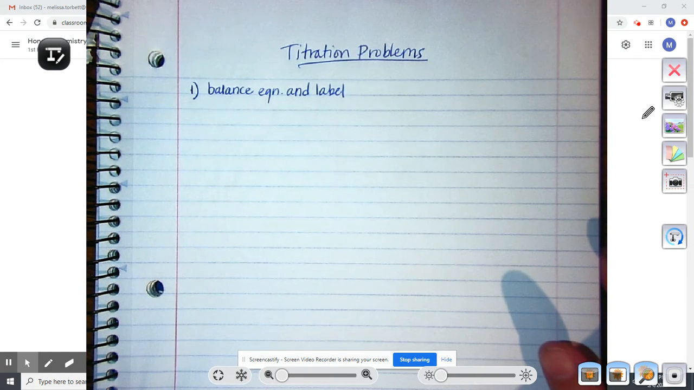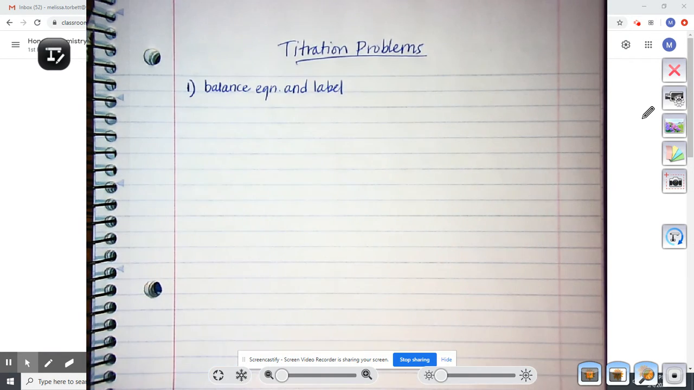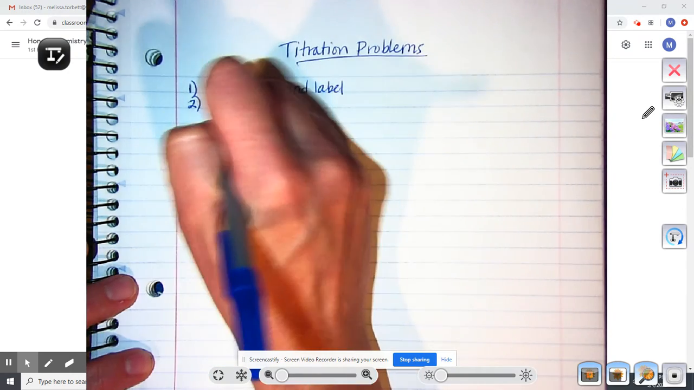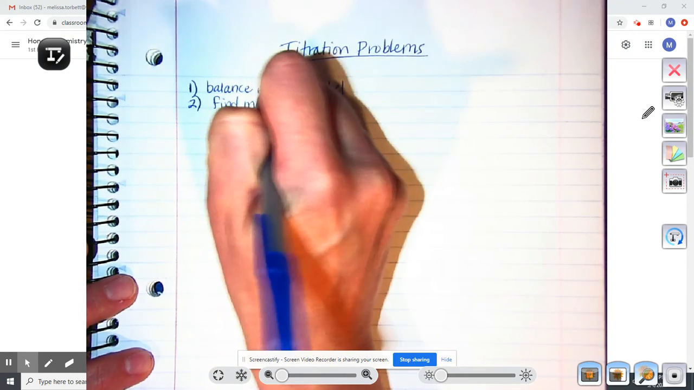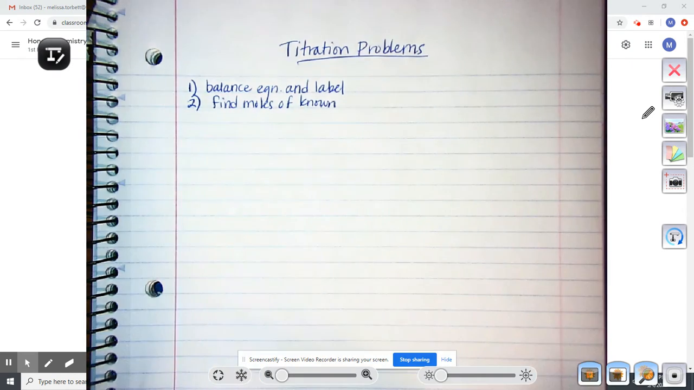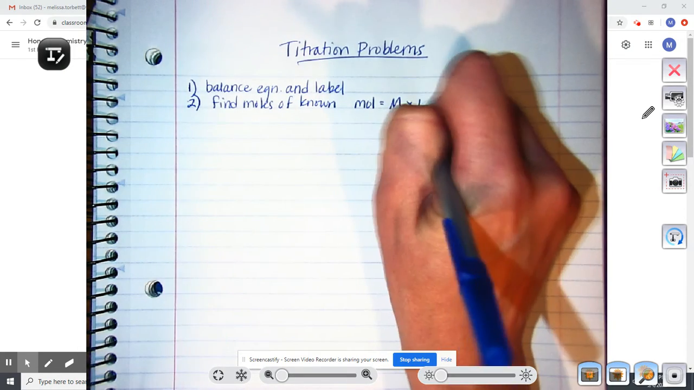Okay, so the 4 steps were kind of wordy on that little slide that you just watched, so we're going to shorten them just a little bit. Step 1 is write and balance the equation and label what's given. Step 2 is going to be find moles of the known. And you're going to see here in just a second that it's super easy to figure out which one is your known. And we do that by doing moles equals M times L.